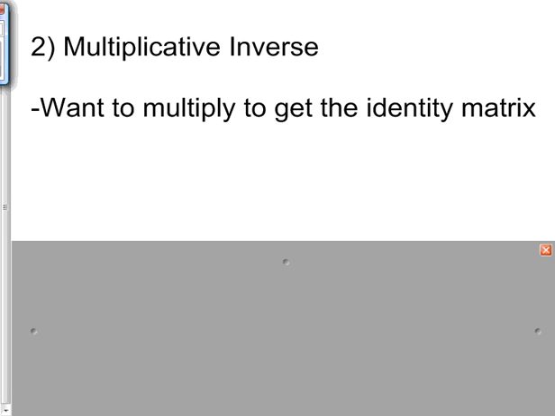So, for additive, you want to add to get the zero matrix. For the multiplicative, you want to multiply to get the identity matrix. We'll only be dealing with 2 by 2 matrices. The identity matrix is like the matrix form of 1. It is 1 on the diagonal, and everything else is 0. That's all the identity matrix.